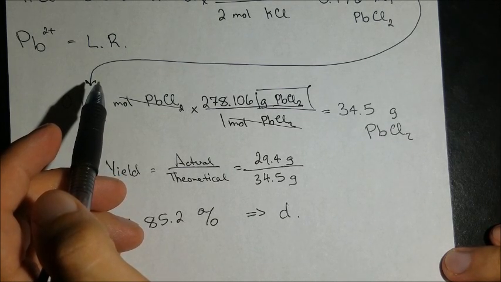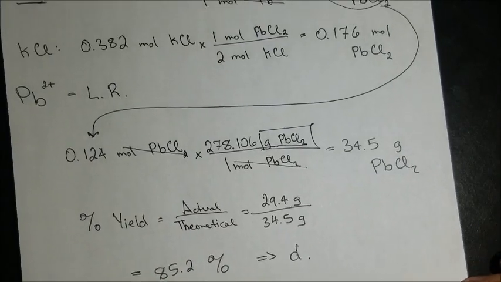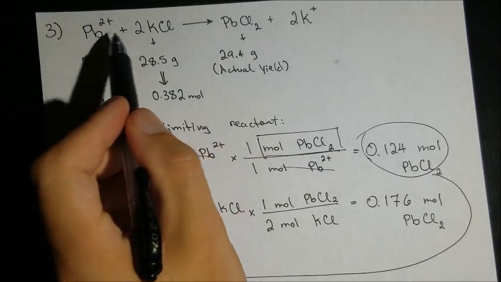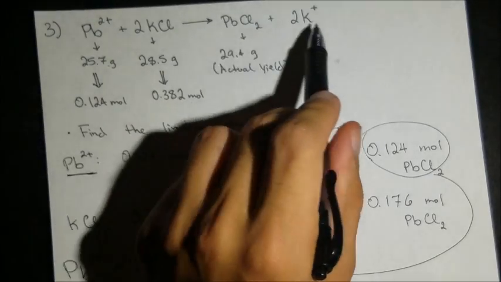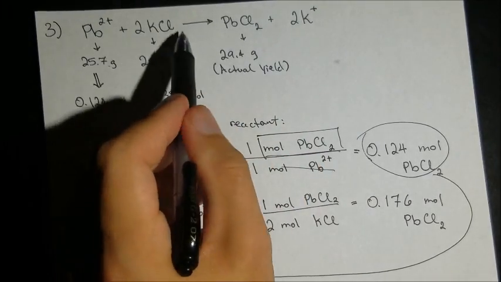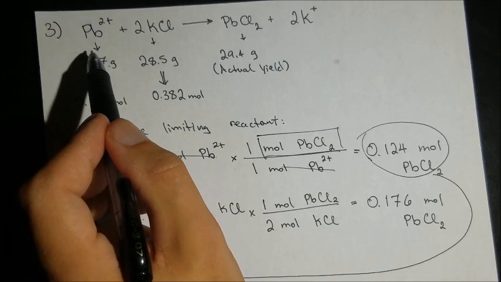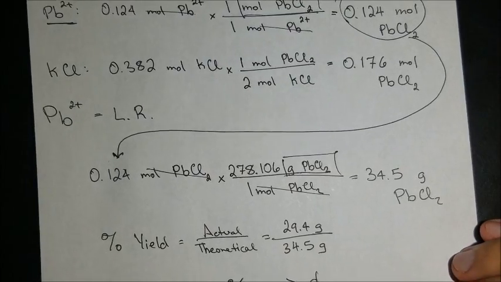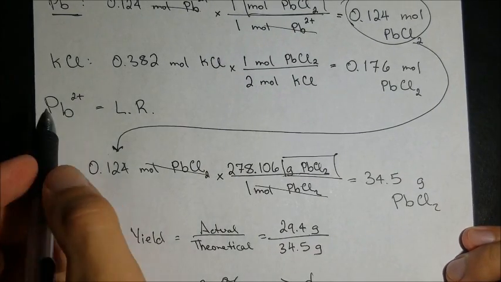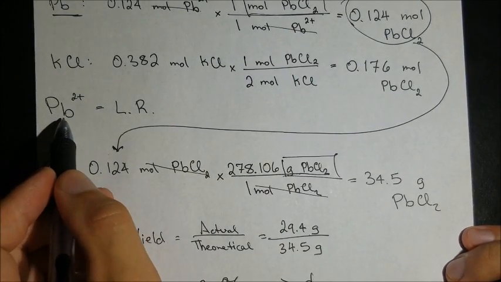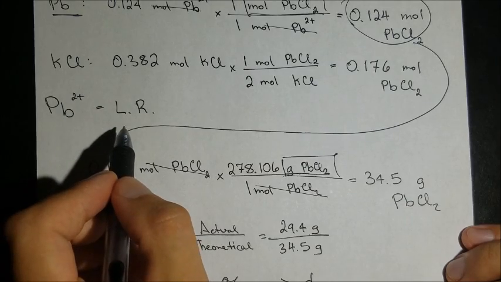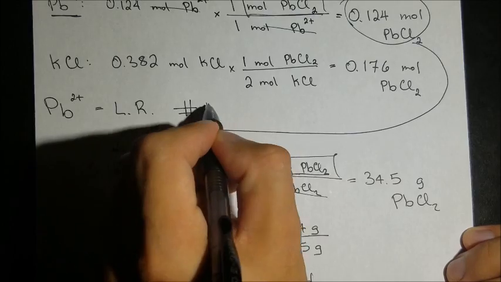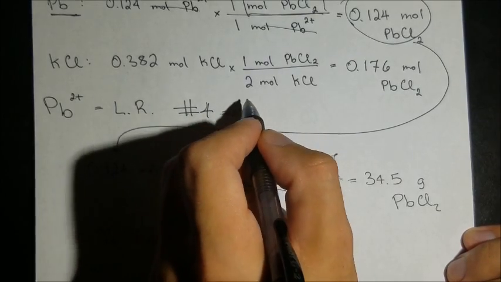Here the question calls it reagent, but I like to be extremely specific and say that this is the limiting reactant, because if you look at the chemical equation here, these are your reactants and these are your products. So when we're talking about something on this side of the equation, I like to call it the limiting reactant, although you could get by with either term. Anyway, lead is going to be our limiting reactant, and therefore the answer for number 4 is A.